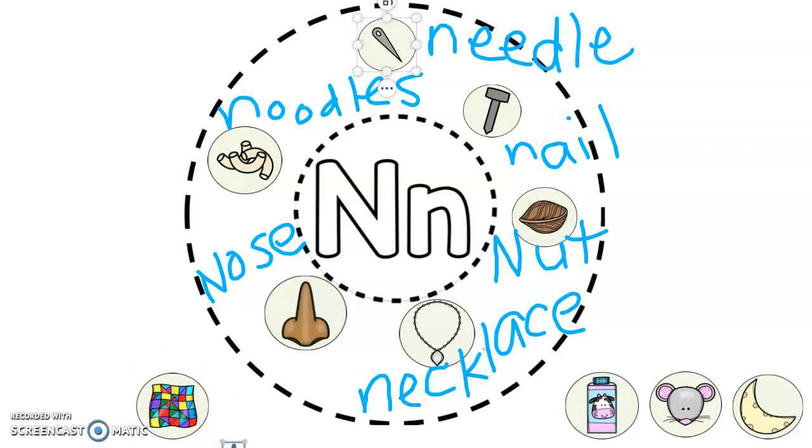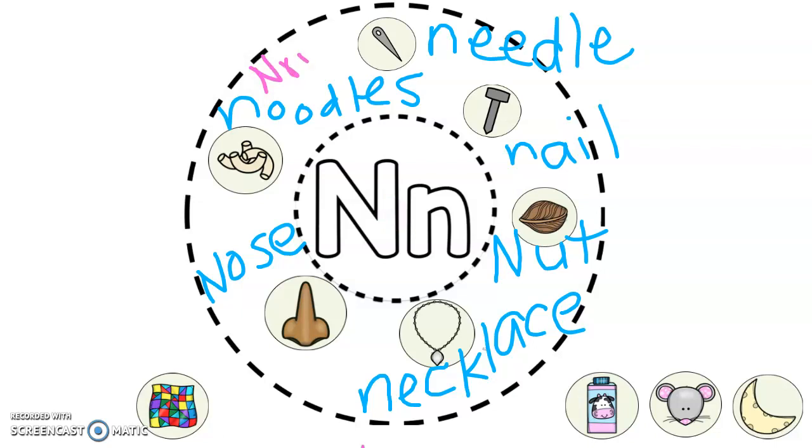Let's read our picture. Start with needle. Repeat after me. Needle, nail, nut, necklace, nose, noodles. Alright, and I could put you on the map today for Norad. So I'll just write my name on there. Norad.